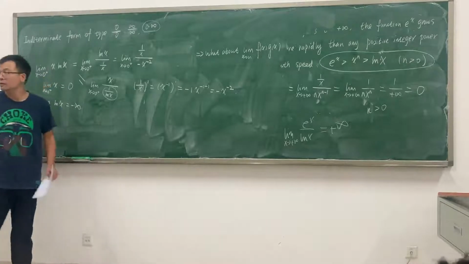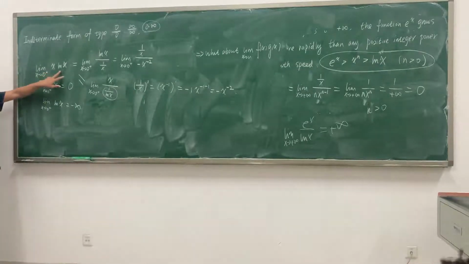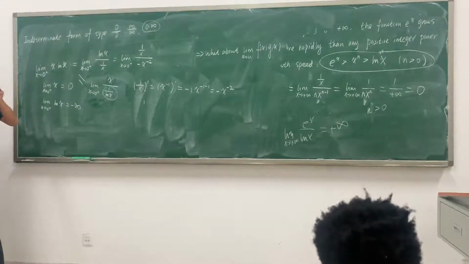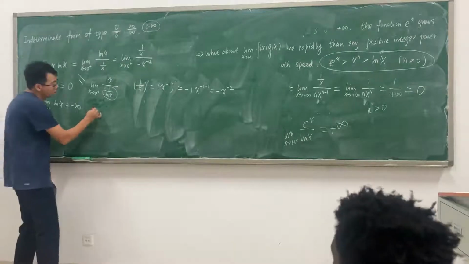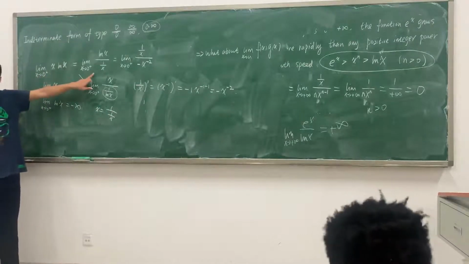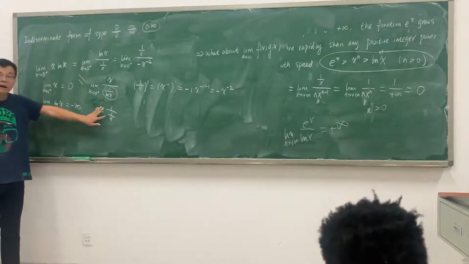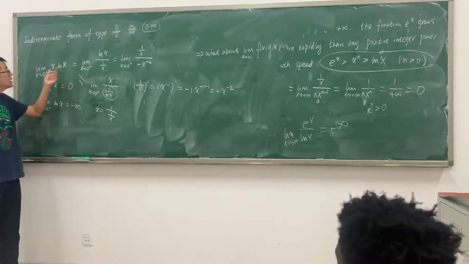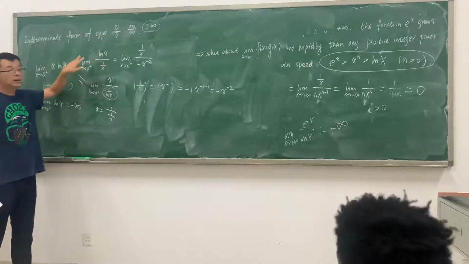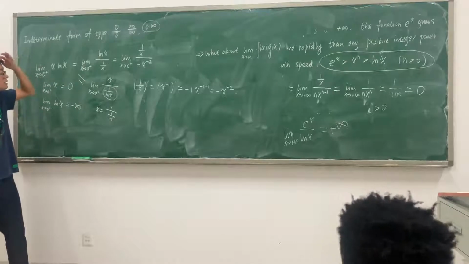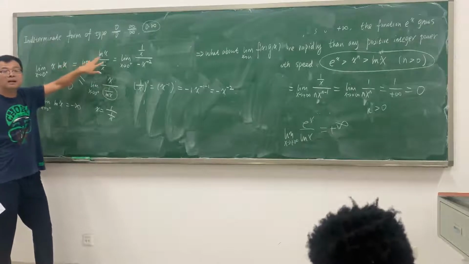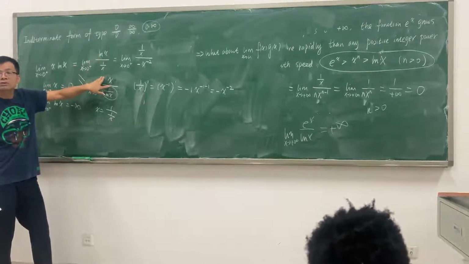So let me repeat. From this step to here, I just rewrite x as 1 by 1 by x. So x times ln x equals ln x by 1 by x. Here we can see this is infinity and this is infinity, so infinity by infinity. So we use L'Hopital's rule.